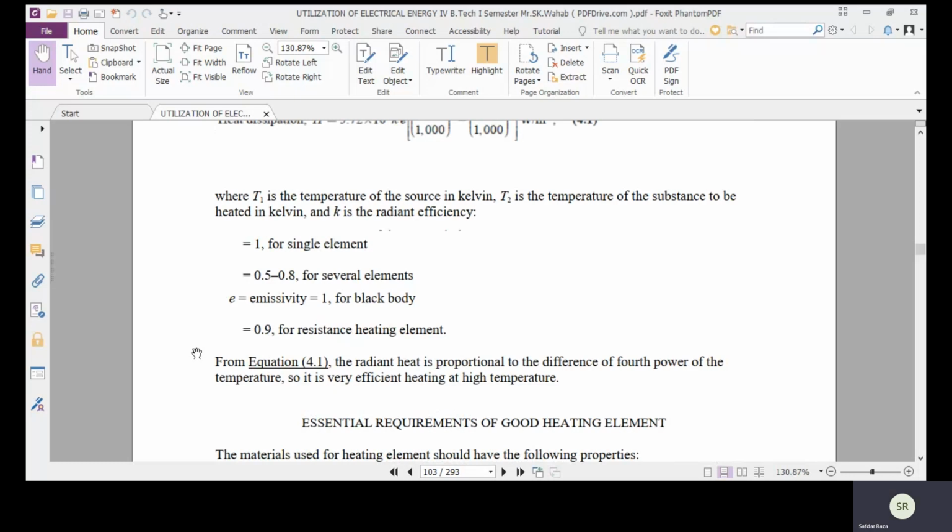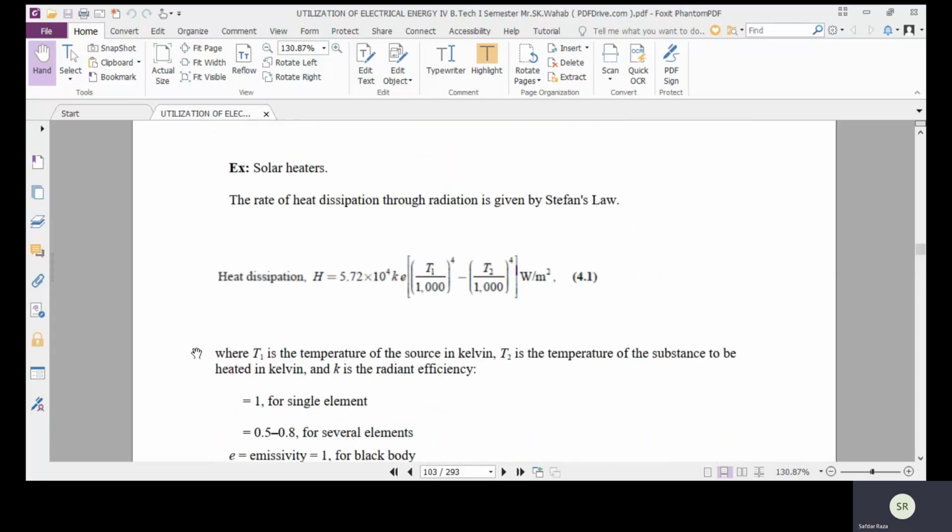So for today, we have discussed the advantages and the utilization of electric heating. We also saw the advantages of electric heating in comparison to conventional heating. After this, we discussed the modes of transfer of heat, which include conduction, convection, and radiation.